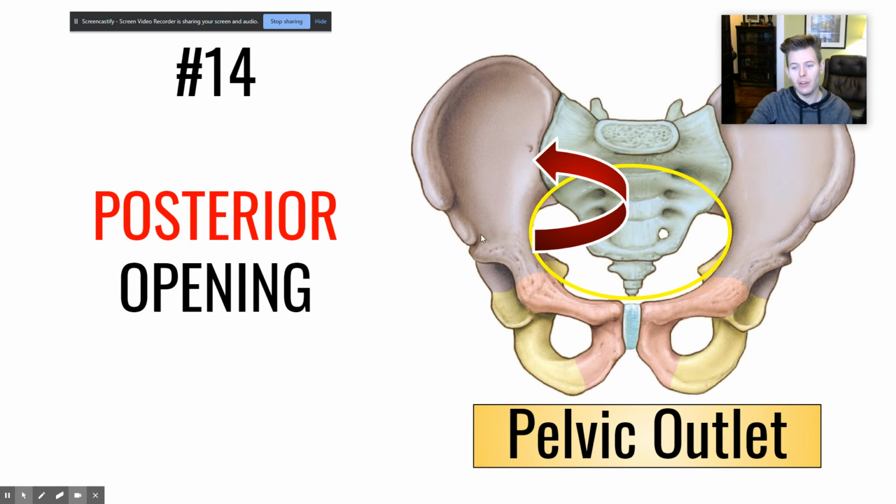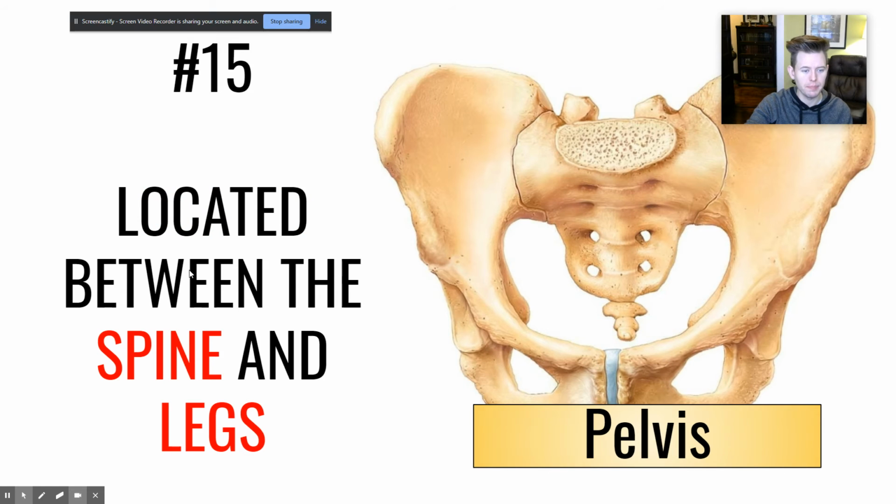From behind or from the back, if you're looking at the pelvis, you have a pelvic outlet. It's the area where the baby would come out. 15. Between the spine and the legs, this entire structure is called the pelvic bone or the pelvic girdle. So we just say it's the pelvis.